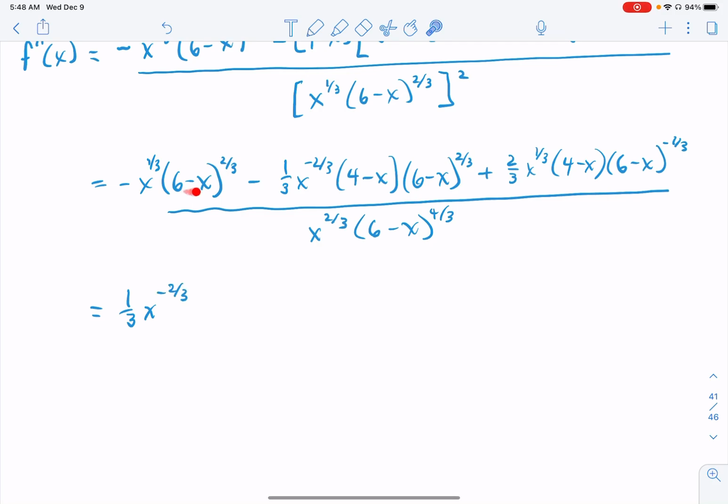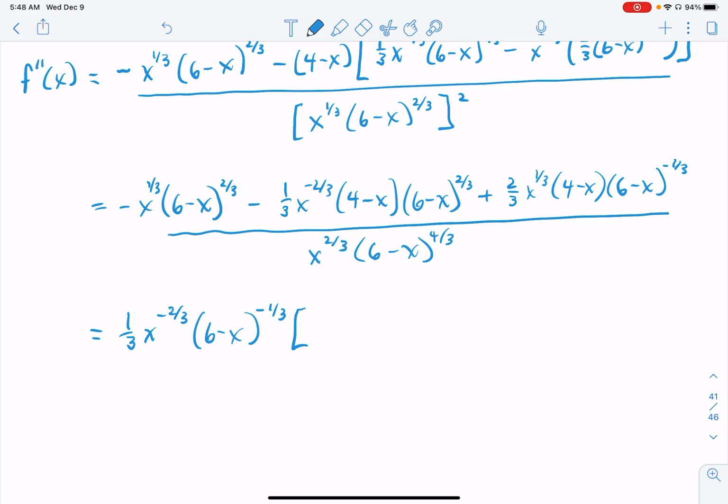Okay, we also have a factor of 6 minus x. It's like we've almost done this before. 2/3, no, not the 2/3. What's the smallest one? Negative 1/3. Okay, now then, I think that's all that we can take out. So let's see what's going to be left behind. What's going to be the quotient here?